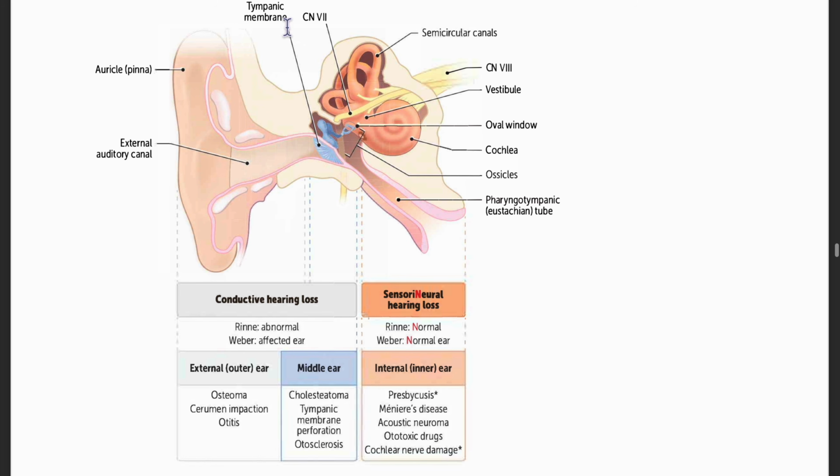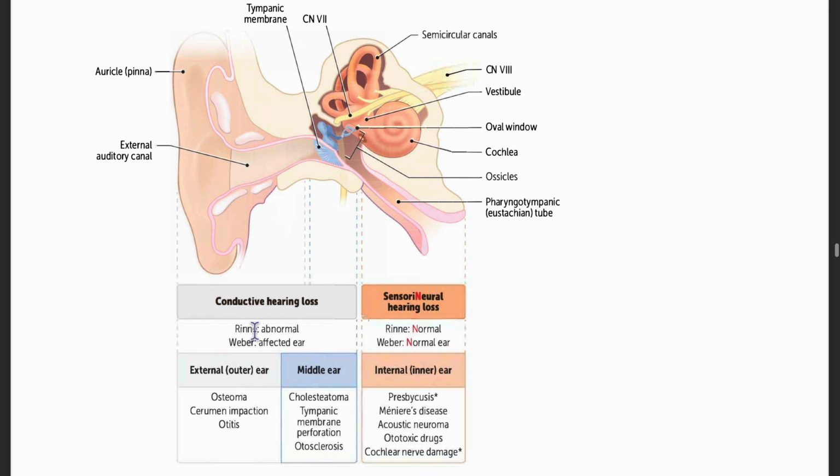So we have external auditory canal, tympanic membrane. This is the seventh nerve. This is cochlea. Oval window is here. This is the seventh nerve, vestibule. Ossicles are these blue ones: incus, malleus, and stapes. Pharyngotympanic eustachian tube here.